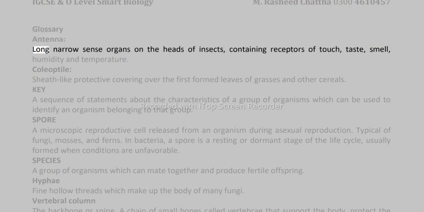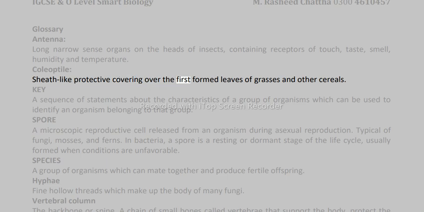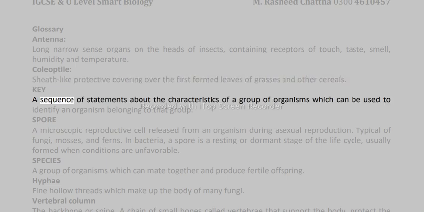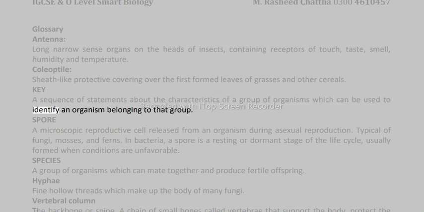Glossary: Antenna: long narrow sense organs on the heads of insects, containing receptors of touch, taste, smell, humidity and temperature. Coleoptile: sheath-like protective covering over the first formed leaves of grasses and other cereals. Key: a sequence of statements about the characteristics of a group of organisms which can be used to identify an organism belonging to that group.